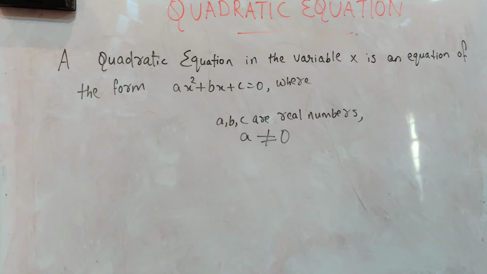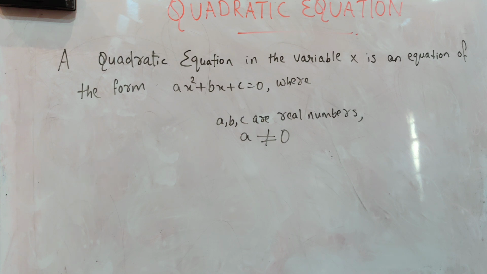As you can see, what is a quadratic equation? A quadratic equation in the variable x is an equation of the form ax square plus bx plus c is equal to 0, where a, b, c are real numbers and a is not equal to 0. So in a variable x, a quadratic equation is nothing but an equation of which form? ax square plus bx plus c equal to 0.